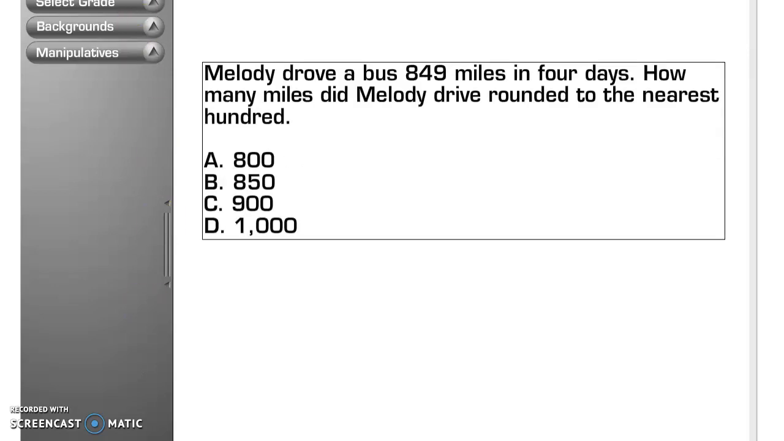Our first problem of the day is Melody drove a bus 849 miles in 4 days. How many miles did Melody drive rounded to the nearest hundred? Well, we know that when you round, you look at the place value, so 8. We look at its neighbor. The neighbor is actually less than 5, so because it's 4, that means that it's going to turn into zeros, and the 8 stays the same. So my answer would be 800.